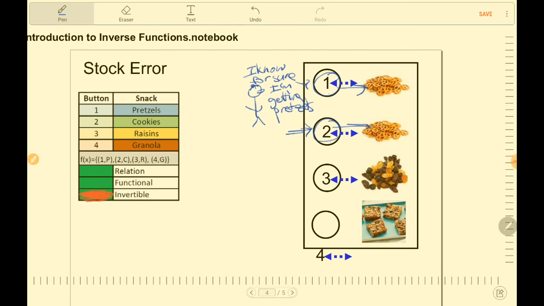Okay, so that's functional. However, it's not invertible because if I wanted to go the other way around and say, well, if you're eating a snack of pretzels, you must have pushed button number 1, nope, can't say that anymore because you could have also pushed button number 2. So there are 2 possible outcomes if you're starting from pretzels. So this is not one-to-one, and that's the formal way of saying that it is not invertible. So f inverse does not exist for this one. You can't invert this one.